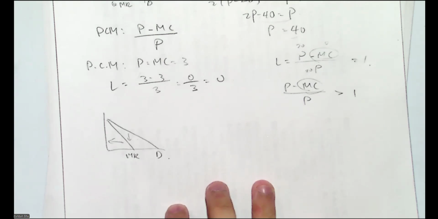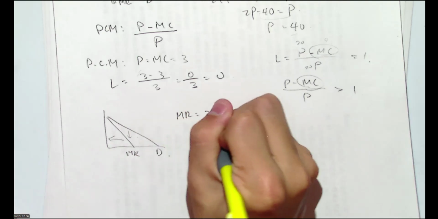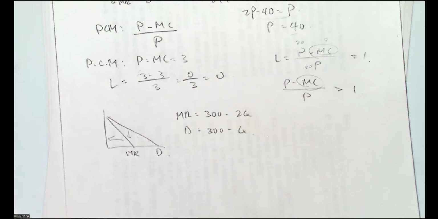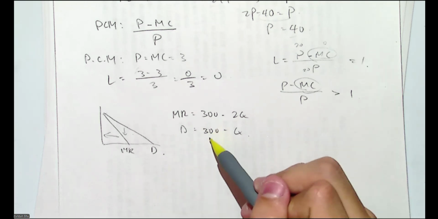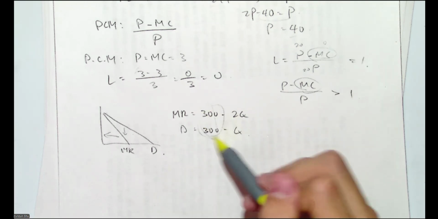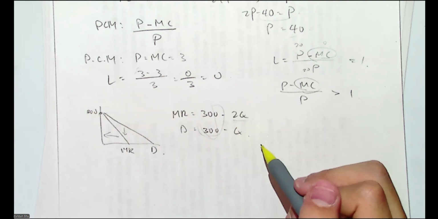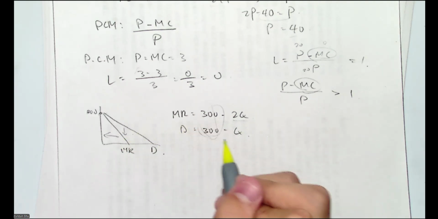Now, here's a heads up for all of you, and listen carefully. Quite important. In pretty much all the problems you're going to see, let's use the first question that we did. Remember, MR slope 300 minus 2Q, D slope 300 minus Q, okay? In pretty much every scenario, first, they would have the same y-intercept. They'll all begin at 300. But MR would have a slope 2 times that of D, almost always. That means MR is twice as steep as D.